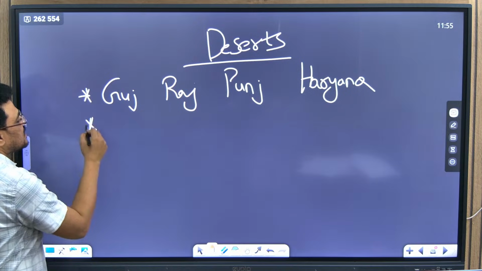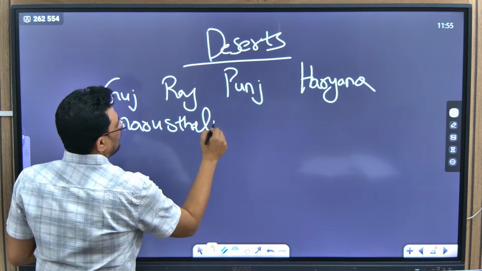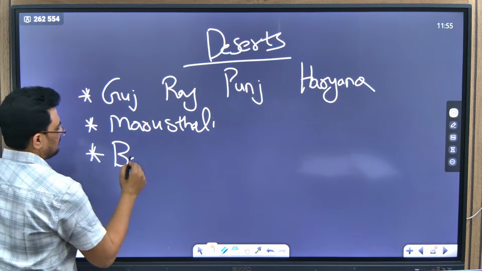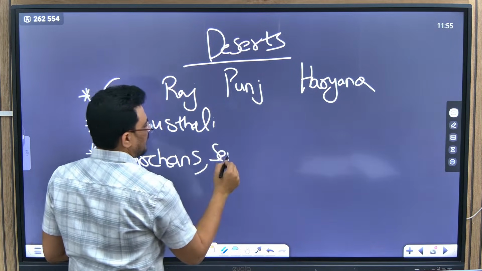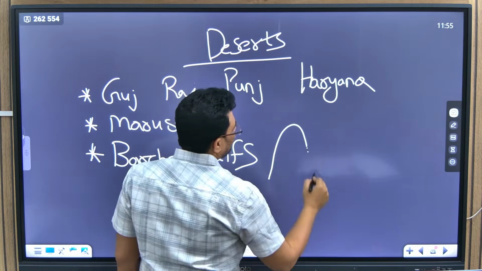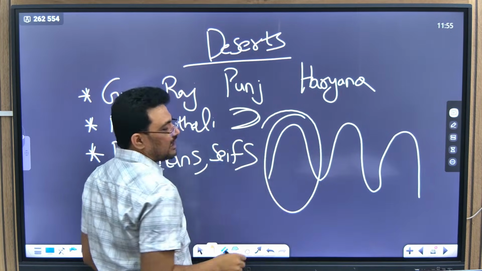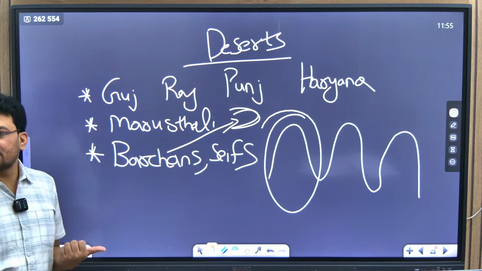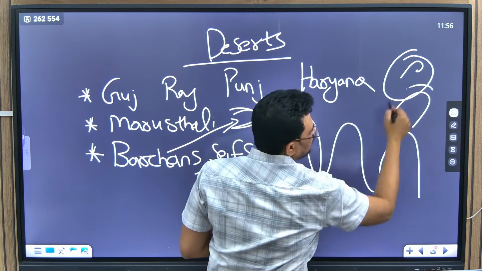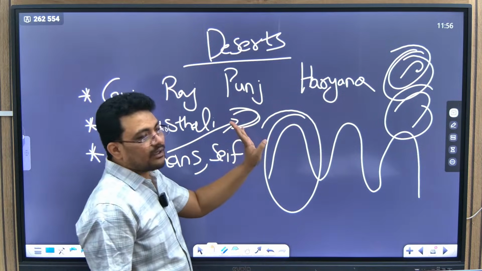Now we have already discussed one term with respect to deserts, Marustali. In the desert region there are some features called barchans and seifs. If you go to the Rajasthan region, for example Jaisalmer, you would see heaps of sand this way. This kind of structure is called barchan. If the total curve is not there and only one half is there, that is called seif. The full curve is barchan and the smaller one is seif. This is important.